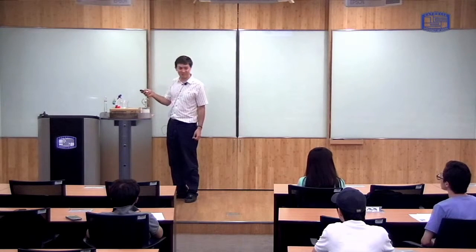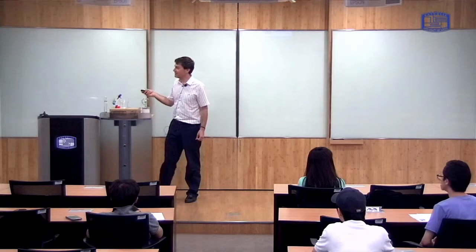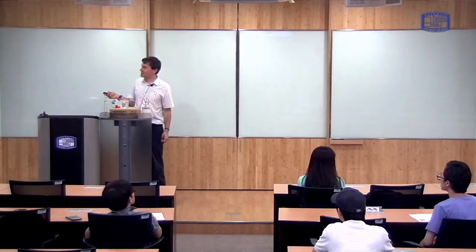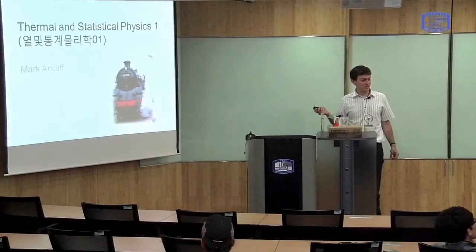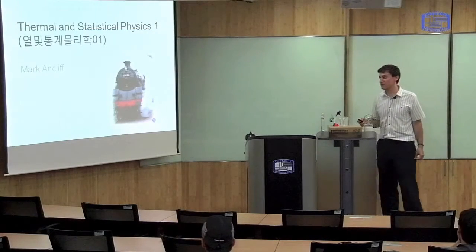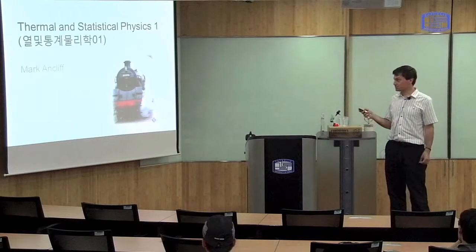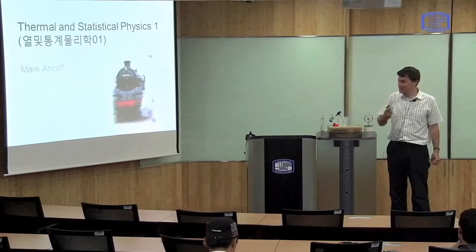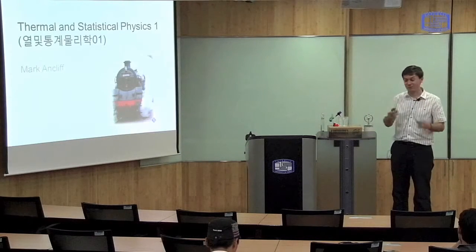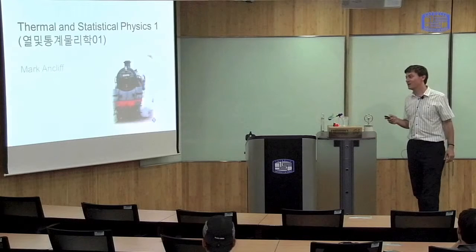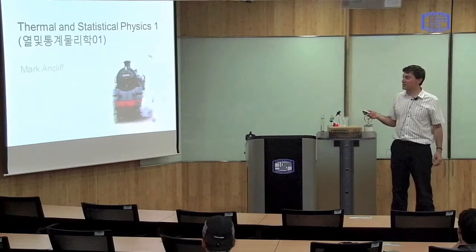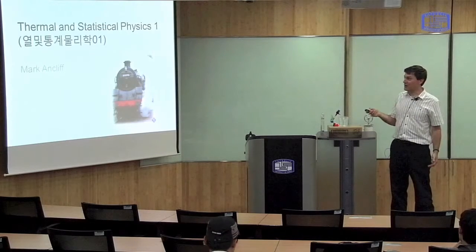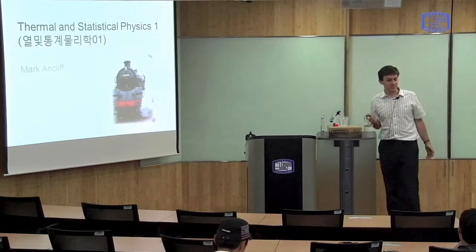So there are 2 topics in this class. The first is thermal physics, and the second one is statistical physics. Thermal physics is the study of heat and temperature. So how does temperature affect a physical system? And statistical physics is the study of the statistics of particles in a system. So how do particles in a system behave? These are 2 separate topics, but as we will see in this class, they're very closely related. In fact, we can define thermal physics in terms of statistical physics.